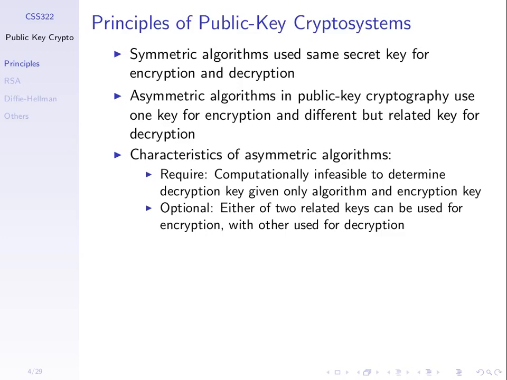Some algorithms support the feature that you use one key to encrypt, you can only decrypt with the other key, and you can use the keys in the opposite order. If you encrypt with a public key, you can only decrypt with a private key, or if you encrypt with a private key, you can only decrypt with a public key. So we'll see the advantage of that optional feature. Not all the algorithms support that.